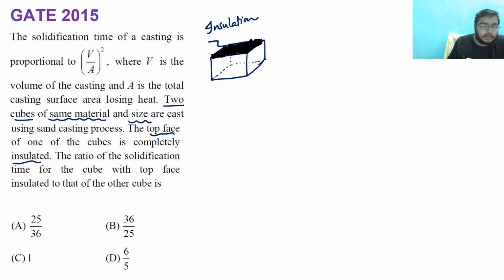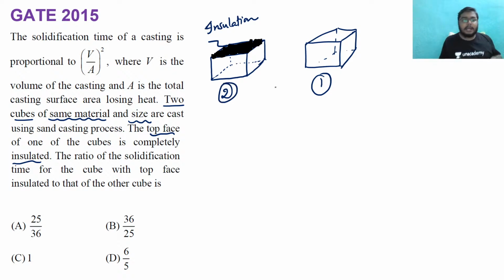Now they are asking for the ratio of solidification time for the cube with top face insulated to the other cube. So let me assume this is my other cube like this. Okay, let us assume this cube to be 1 and this cube to be 2. Based upon that you have to calculate the solidification time ratio, and see what is the answer. Just tell me the answer. B. Okay, very fast. Very good, Indrajit. Answer is B. Yes, answer is B.